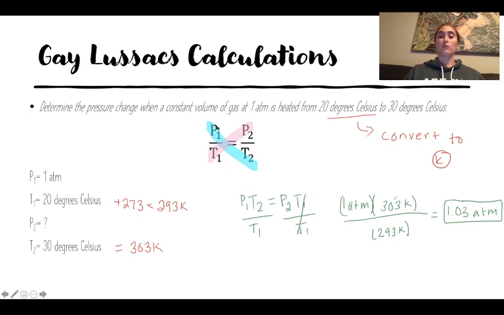Again, we're faced with two fractions. In order to set this up to isolate one of our variables, we'll cross multiply. P1 times T2 will be set equal to P2 times T1. We're trying to isolate P2, so we'll divide both sides by T1 and get P2 on its own. We'll plug in our variables with our new Kelvin readings instead of Celsius, and once we plug that in and look at our sig figs, we're left with 1.03 atm.